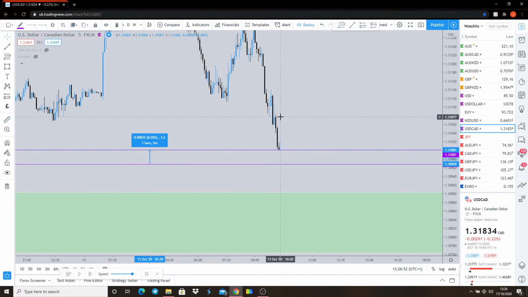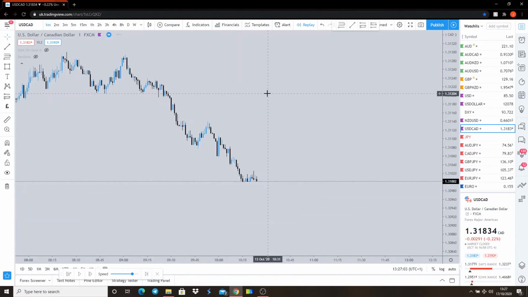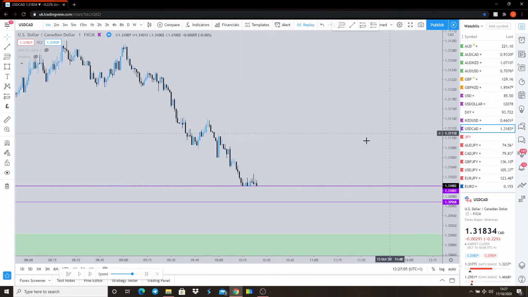Now for me, there is no reason why I need to sit on the 5 minute, I need to wait for this high to break. If I'm right in this area of interest being correct that we're going to reverse from, there's no reason why I can't do it on the 1 minute. That's how precise we're looking to do things.